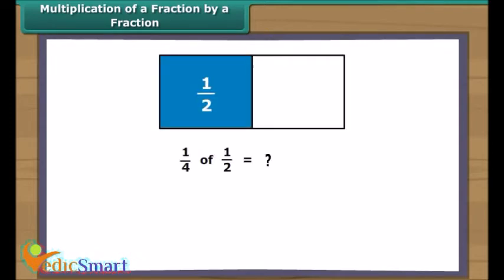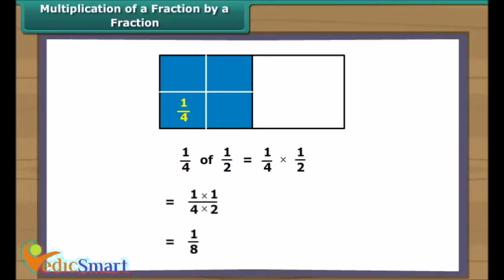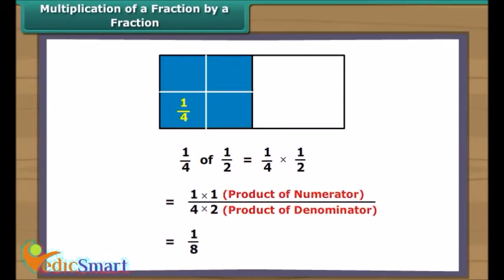Multiplication of a fraction by a fraction. Let us now learn how to find the product of two fractions like 1/4 of a half. The shaded portion in the figure represents half of the whole part. Taking out this part and dividing it into 4 equal parts, we get a figure in which each part represents 1/4 of a half. 1/4 of a half means 1/4 multiplied by 1/2. This is equal to 1/8.